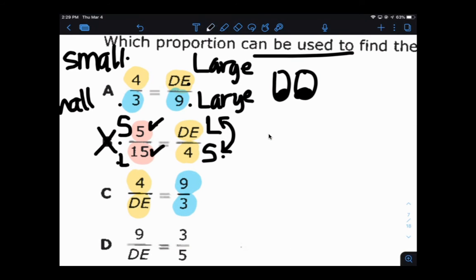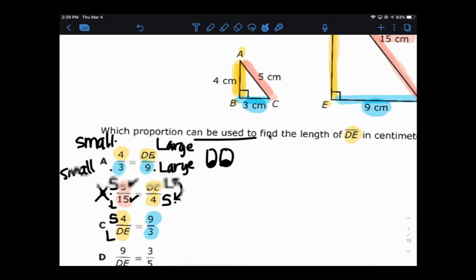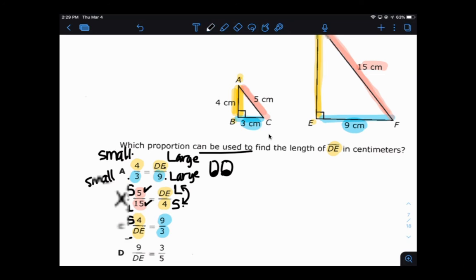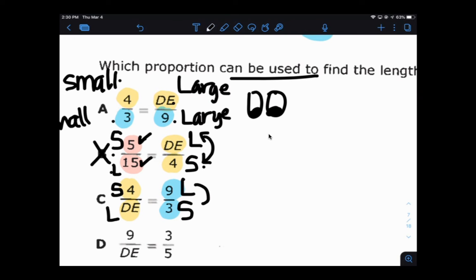But let's see. The dimension 4 corresponds to the small triangle. DE corresponds to the large triangle. I'm going to zoom out to find out the other 2 dimensions. 9 corresponds to the large triangle, and 3 corresponds to the small triangle. So again, they should have written these 2 numbers backwards in order for this proportion to work, right? So this is incorrect. So let's just verify the last one.